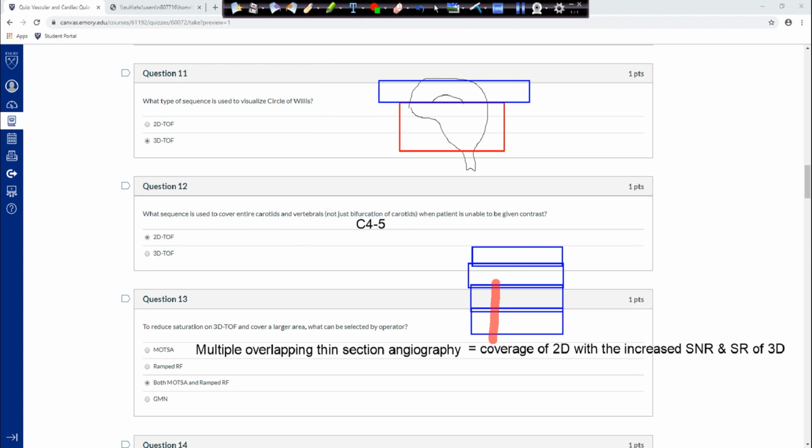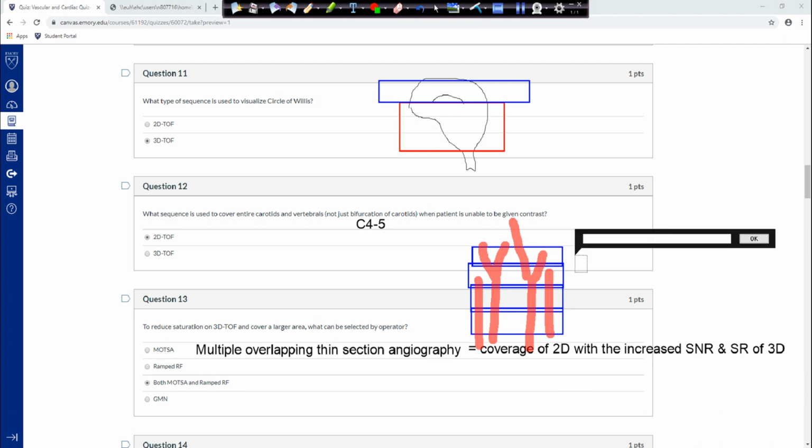So that we can cover the carotid arteries and the vertebral arteries that run behind it. Two things could go wrong with that, though, and it creates one type of artifact. What's the artifact with MOTSA? So you can see here how these look, these thin slabs look like Venetian blinds. So we get that Venetian blind artifact.